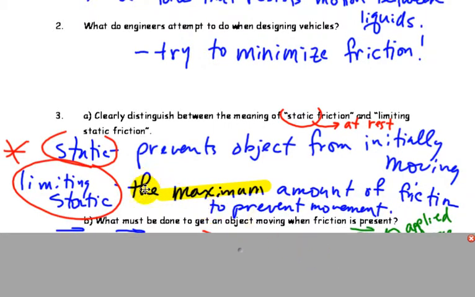So that maximum force that you need to apply just to prevent movement is called the maximum, or the limiting static friction. Okay, so static friction is friction that prevents an object from moving. The largest force you can apply before it starts to move is the limiting static friction. It's the limit of that static friction.